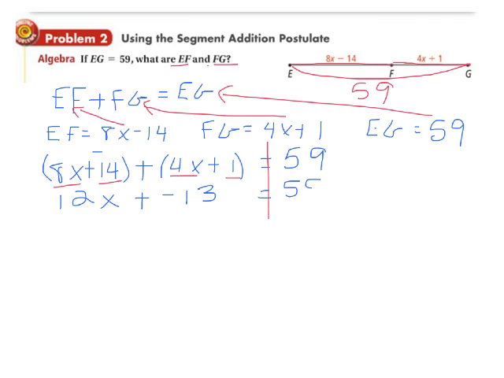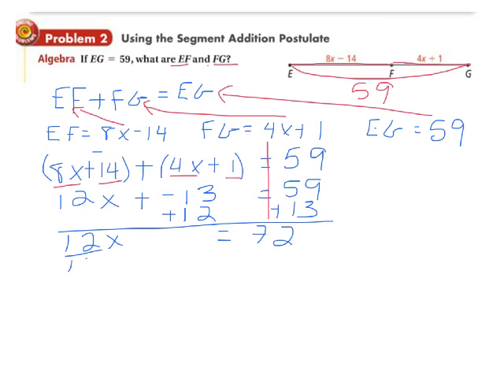equals 59. Now we're going to go across that equal sign, so do the opposite to move it. And you have 12x equals 72, divide by 12, divide by 12, and you finally end up with x is equal to 6.